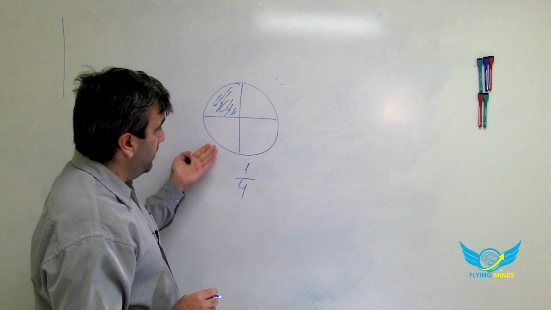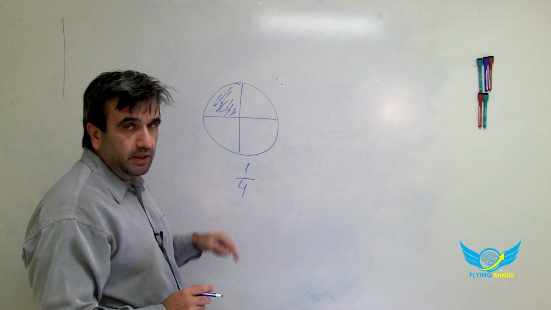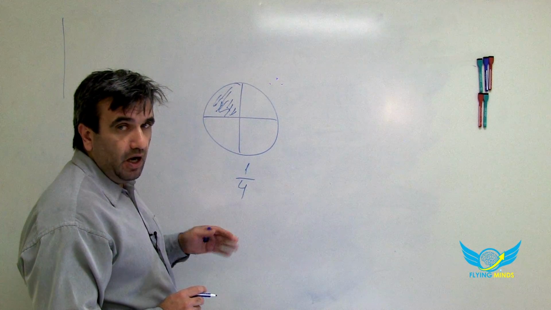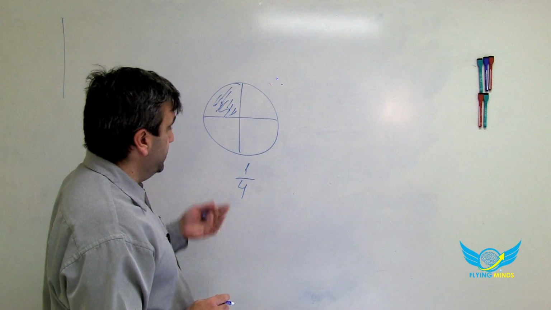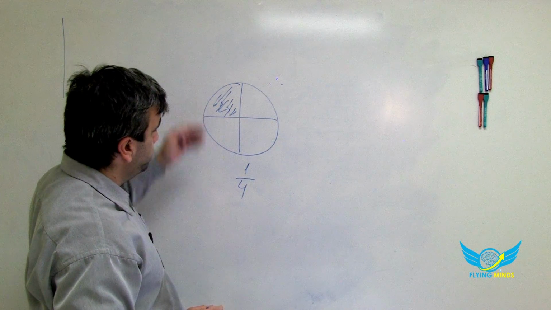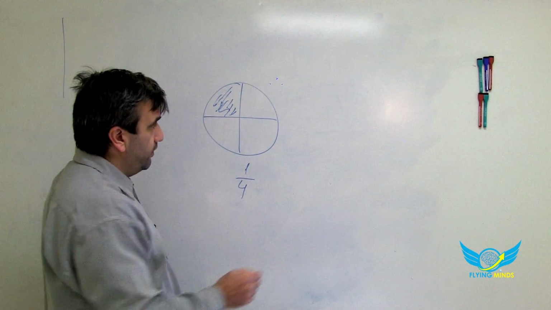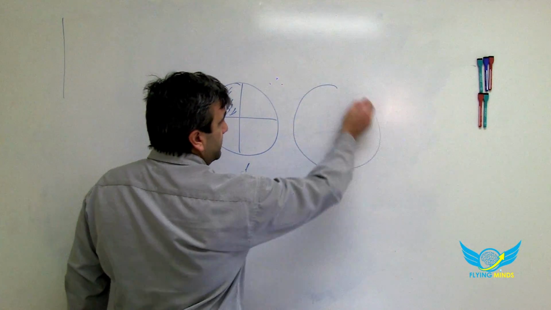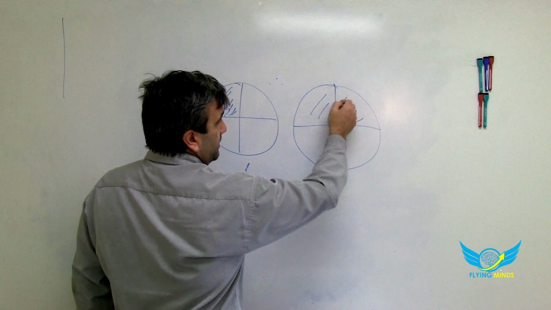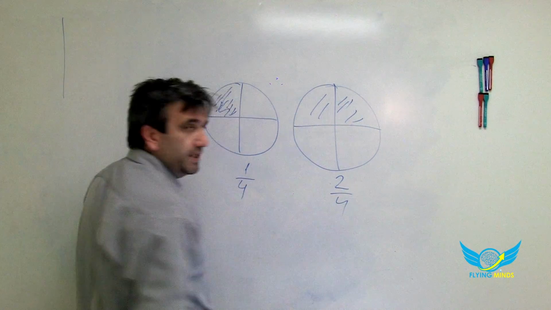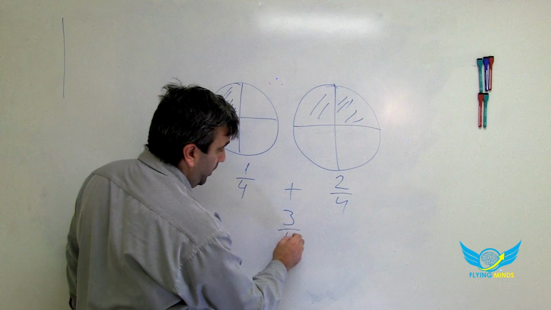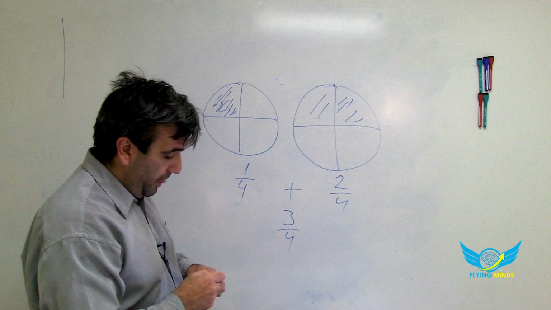Of course, as with any other number, we can add, subtract, multiply or divide our fractions. Addition is pretty simple. If we have a quarter from this pizza and 2/4 from this pizza, altogether we have 3/4. Pretty simple.